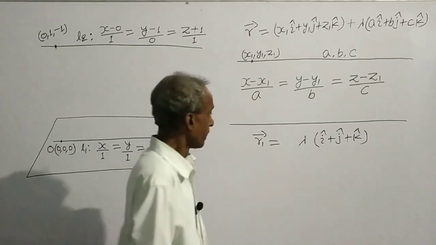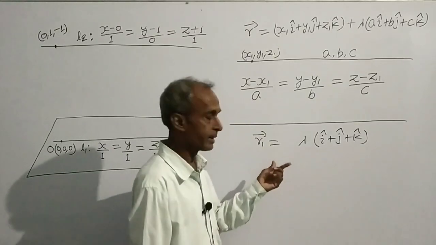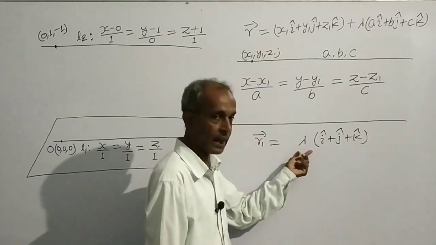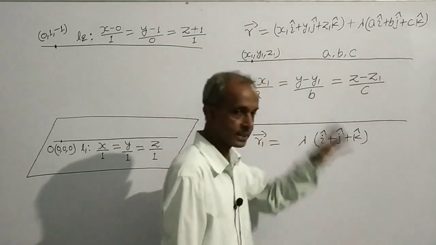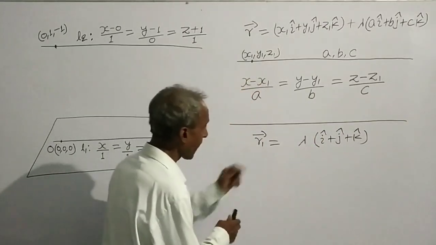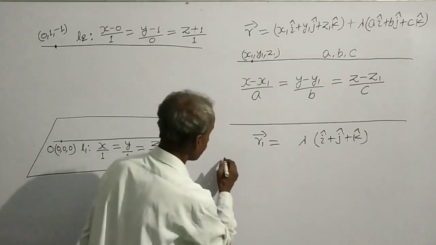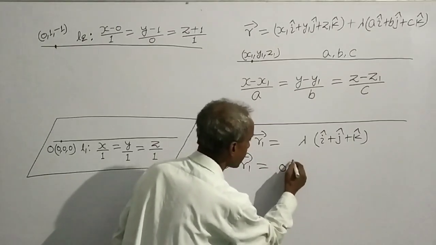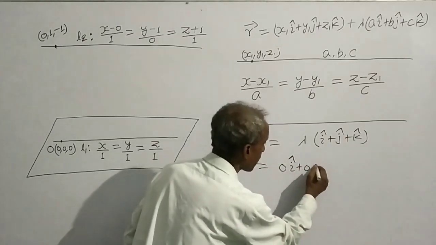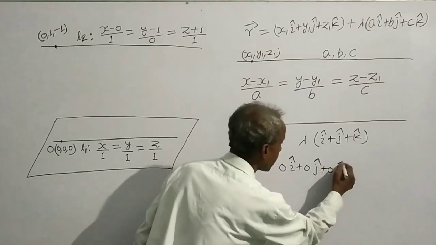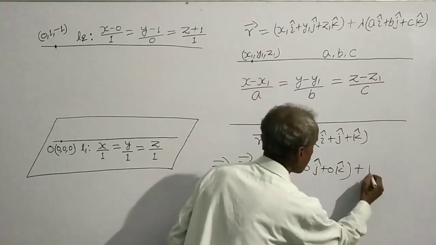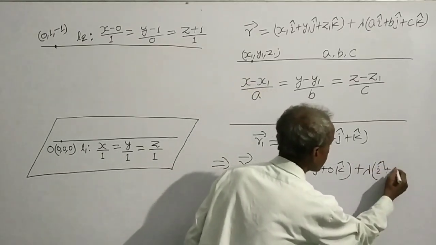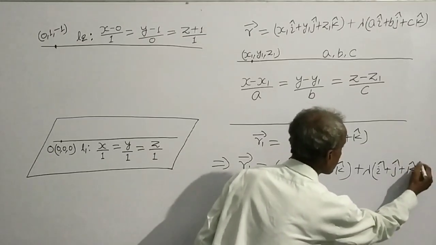In the question, equation of a straight line is written as vector r1 is equal to lambda times i cap plus j cap plus k cap. We can write this equation like this. This implies vector r1 is equal to 0 i cap plus 0 times j cap plus 0 times k cap plus lambda times i cap plus j cap plus k cap.